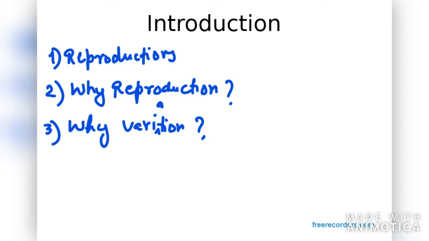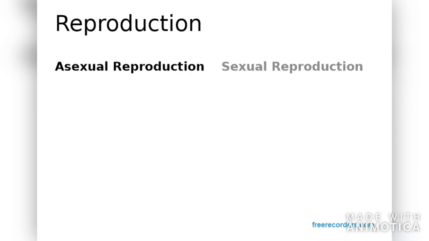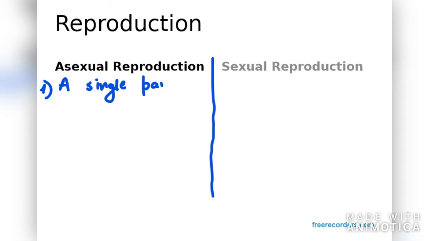So let's start with types of reproduction. Now we know we have two types of reproduction, that is asexual reproduction and sexual reproduction. In asexual reproduction, a single parent is involved. In sexual reproduction, both parents are involved. So the first difference is you can write in asexual, a single parent is involved.